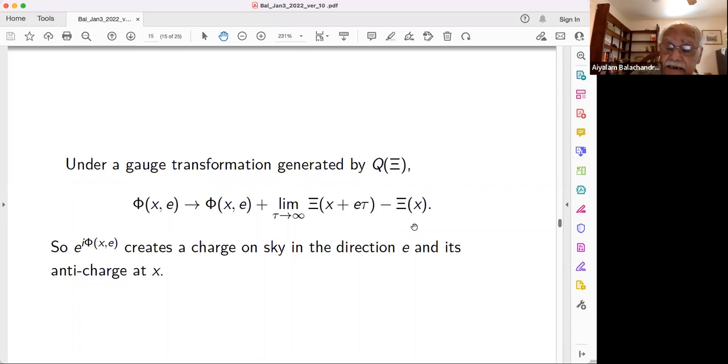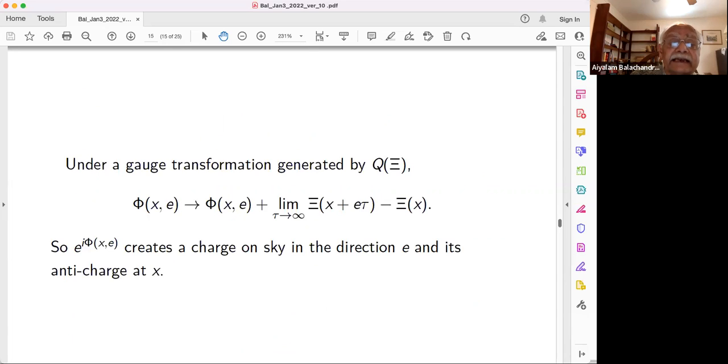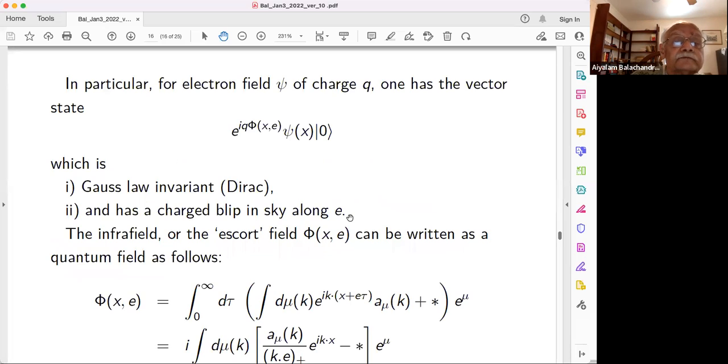So under a gauge transformation by chi, this A will go into A plus D chi, and you will get two terms, one corresponding to this limit and the other corresponding to the x point. So if I look at exponential i phi x e, it will create a charge on sky. What I call sky is very far away in the direction E, and it will also create an anti-charge at x. Okay. Again, this is quite well known to Dirac. Okay. So it creates something at x and the anti thing at the spatial infinity.